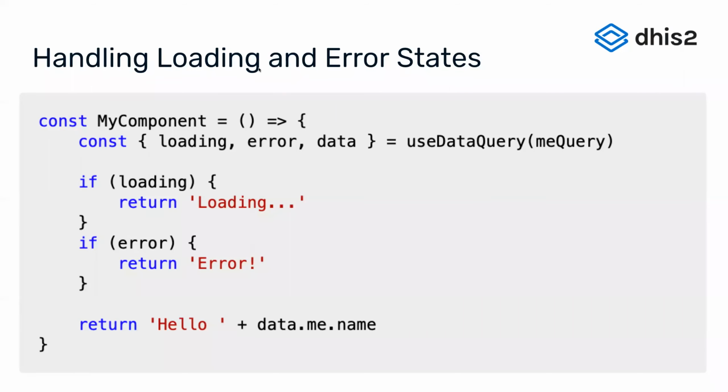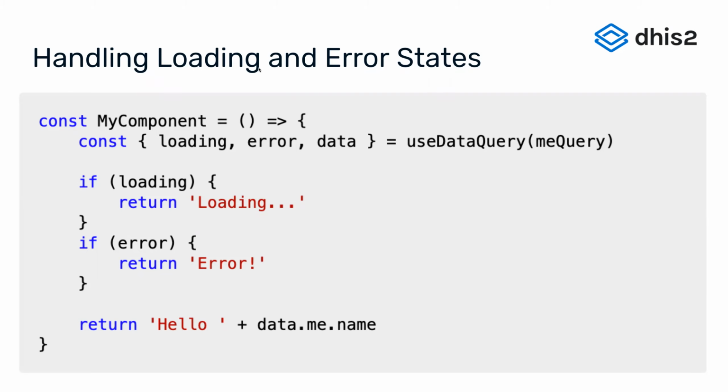So the first time it's called, it's going to have loading set to true because it's loading a new value across the network. Second time it's called, it might either have an error or return the actual data to the data variable.